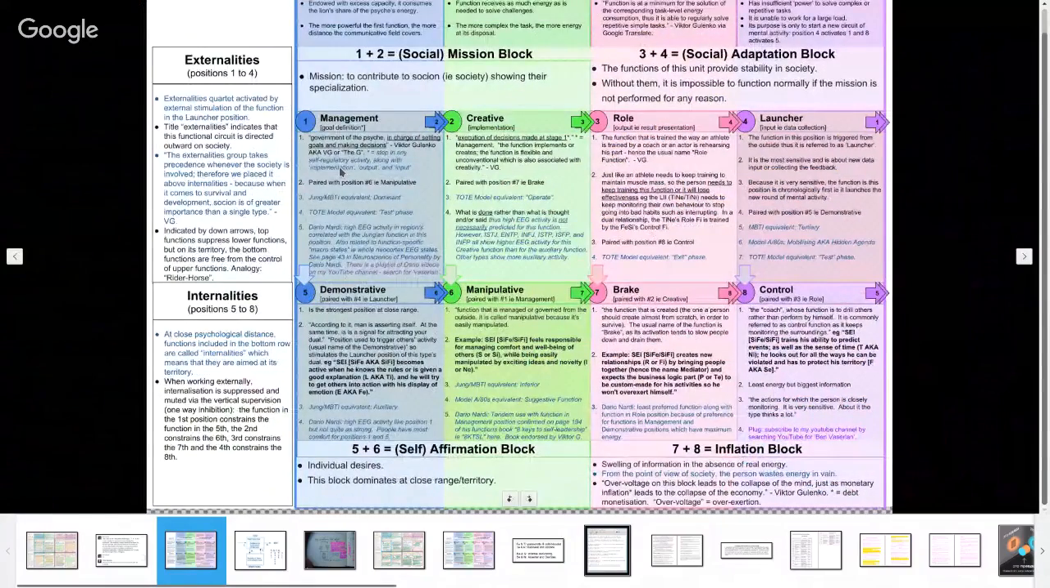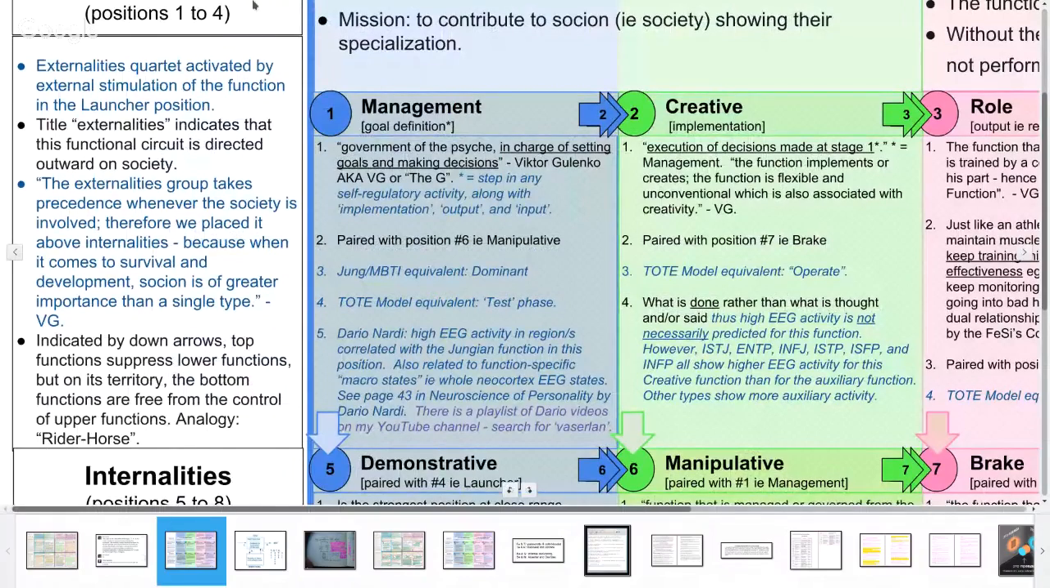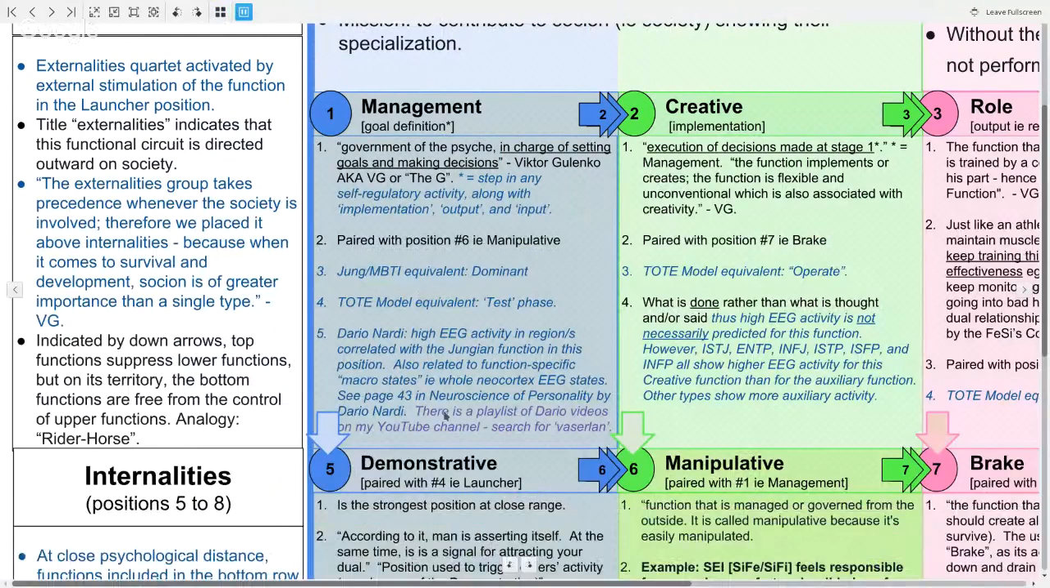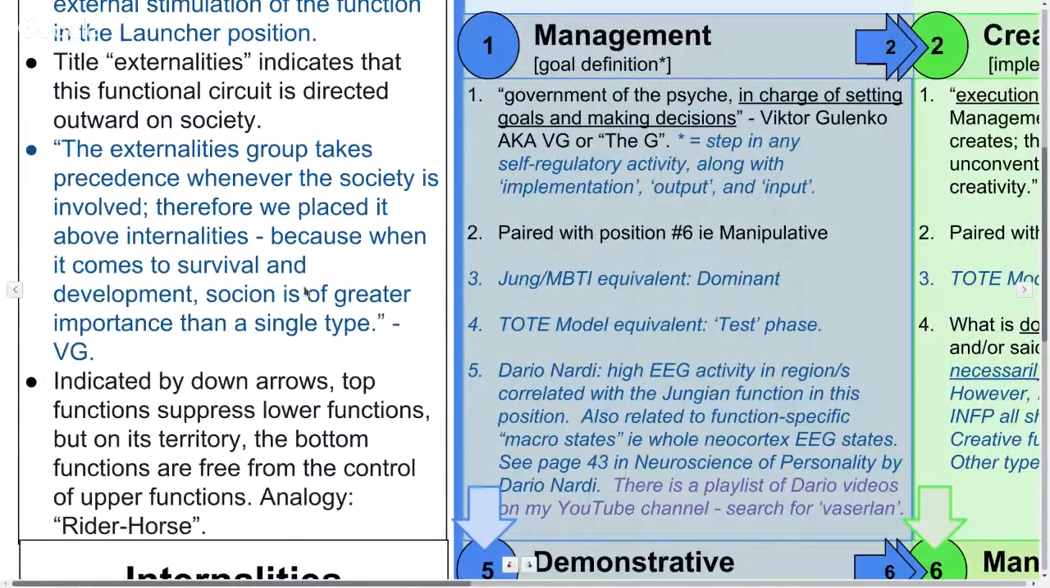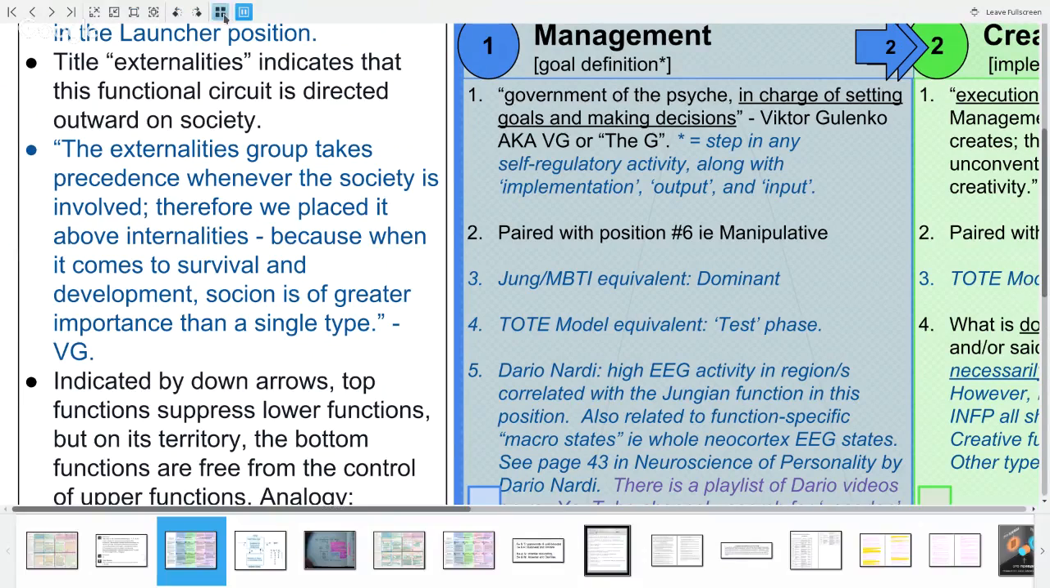Right. Now let's see. Because you're INTPs, you won't mind bringing in a bit of Dario Nardi's research about the lead function. High EEG activity in regions correlated with the Jungian function in this position. Also related to function-specific macro states, i.e. whole neocortex EEG states. Now, there tends to be some regional correlation when it's a judging function, but not when it's a perceiving function. Not as much, anyway. So a little bit of that, but not too much.